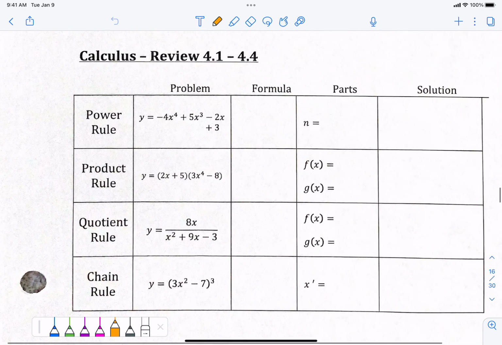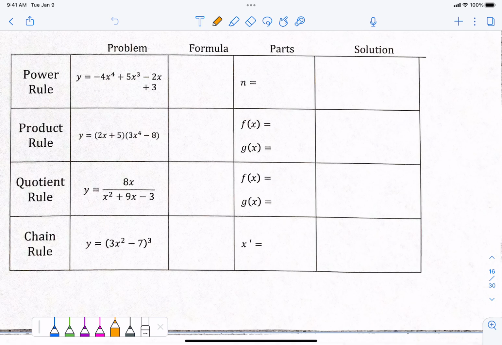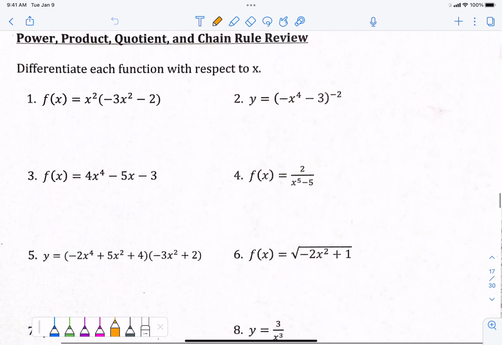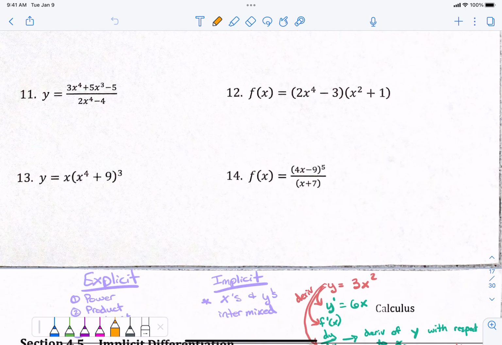Okay, so here's the deal. We're going to fill out this little half sheet of paper together, and then the back side, we'll do a couple of these together, but this will be your homework. There are 14 questions on this page. Numbers 13 and 14 are going to be the harder ones because those are going to be like a quotient inside of a chain or a chain inside of a product. Those are two rules that are together, right? One inside of the other. So those ones are going to be a little bit harder.